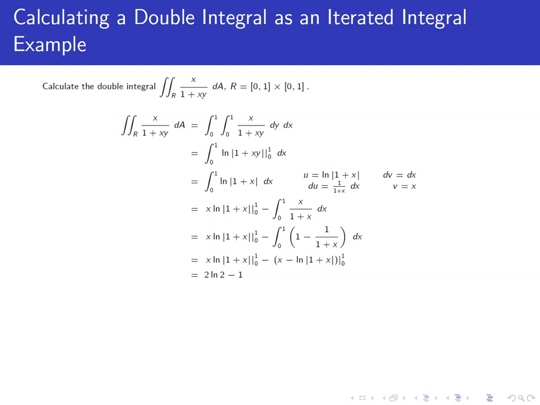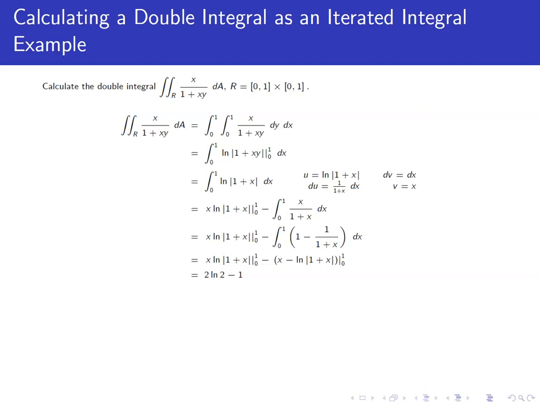In this video, we're going to calculate the double integral as an iterated integral. So, we're looking at the double integral over the rectangle [0, 1] cross [0, 1] of x over 1 plus xy dA. In this particular case, we could set this up with respect to x first and then y, or with respect to y first and then x.